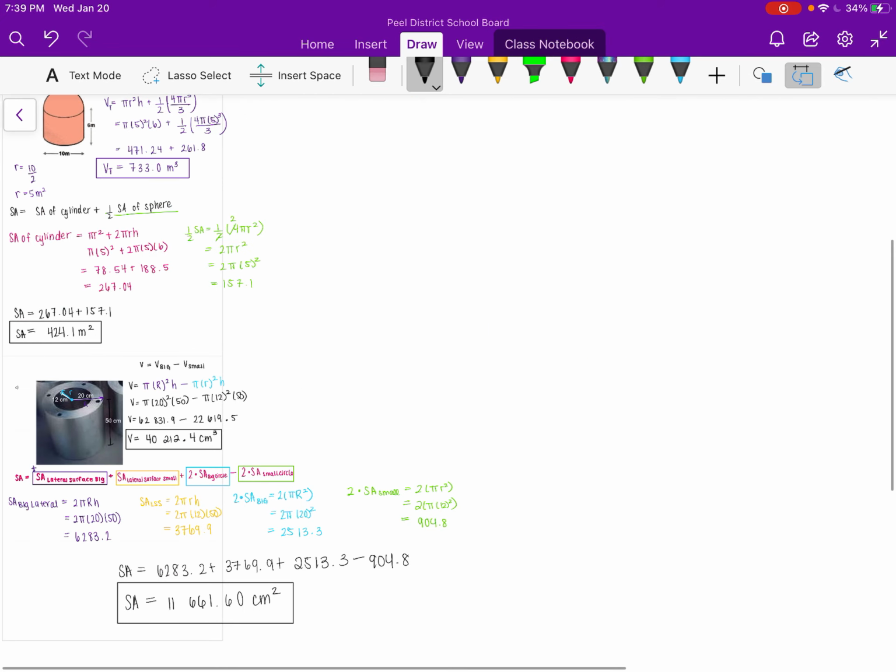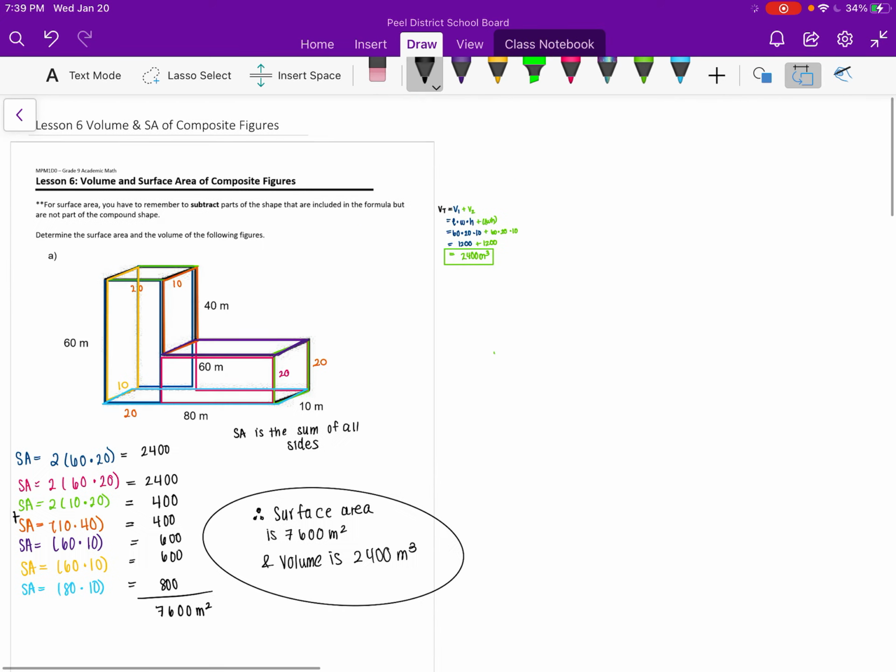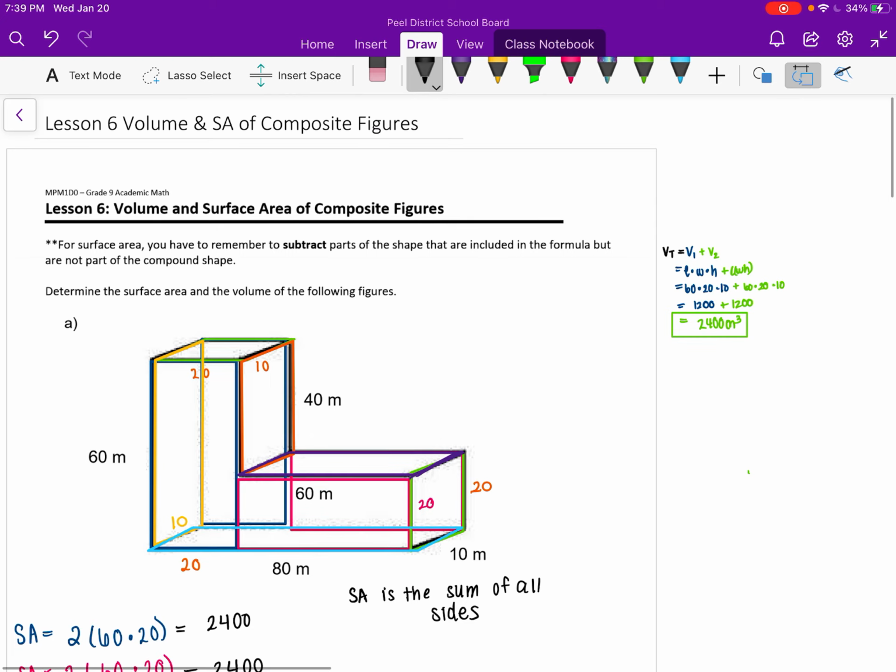And that's it. And that's that for this equation, or for this lesson. I will post these solutions.